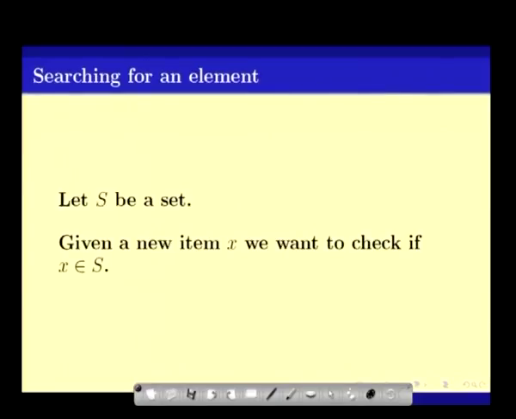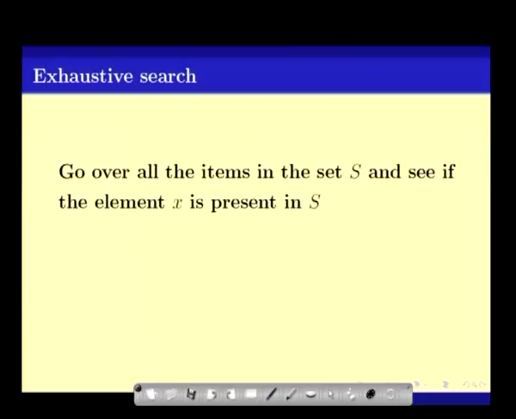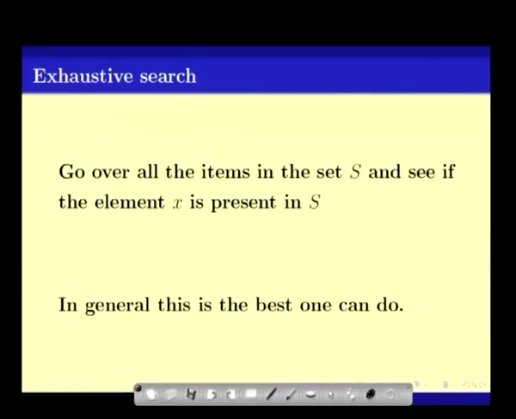So what is binary search? Again, we have seen it earlier also. Let S be a set, and we want to check if a given element X is in the set S. Now, exhaustive search, where you check X with all the elements in S, of course, can help us to find whether X is in this set, but the number of comparisons there can be order n, where n is the size of the number of elements in this set. But in general, this is the best one can do, because if the set is unsorted, then no other algorithm can do better than this.